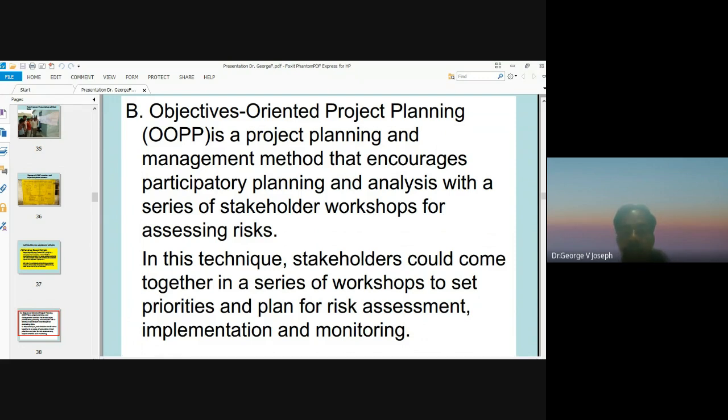So in this, the stakeholders come together and they prioritize what is to be done. Suppose there are recurrent droughts in the area. So what should be the priority? Maybe water harvesting or recharging or check dams or whatever other technically sound methods. So that can be implemented, and then again they will decide how it needs to be monitored.